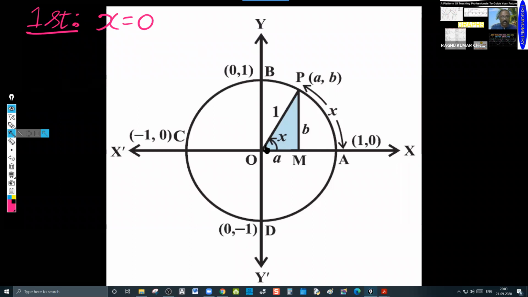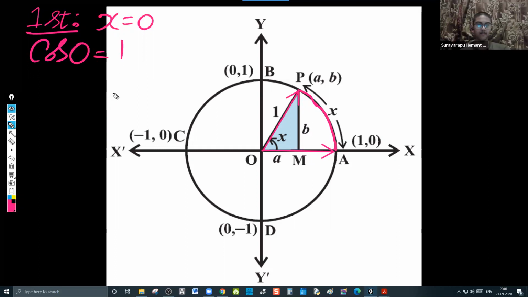OP coincides with OA means this OP will be coming down, because the angle is given to be 0, and hence it coincides with OA. OP is equal to OA. Now you tell me, x is equal to 0. What is the horizontal component? Horizontal component is cos 0. 1. That's what I need from you.